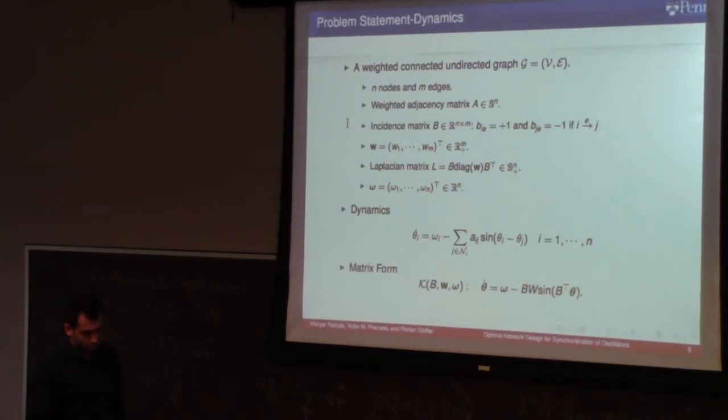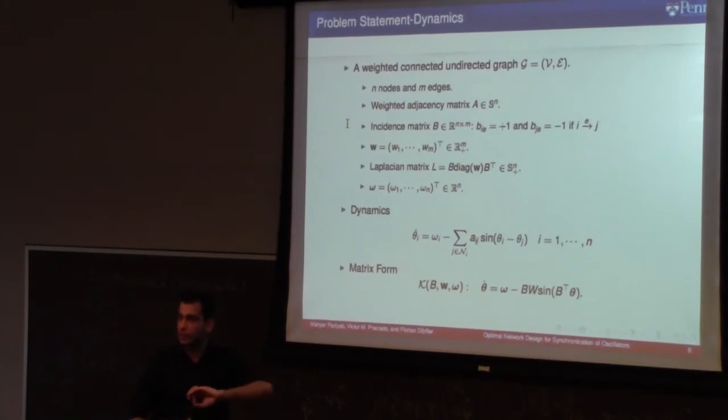Now, I'm going to go to the problem statement, so I should first be more specific about the dynamics. I have a weighted, connected, undirected graph G described by a set of nodes V and edges E. I have n nodes and m edges, and I have a weighted adjacency matrix A. This A fully characterizes this graph, both the structure and the weights of the connections. We can have an alternative representation of this graph by the incidence matrix. So what is the incidence matrix? The incidence matrix has as many columns as the number of edges, n by m.